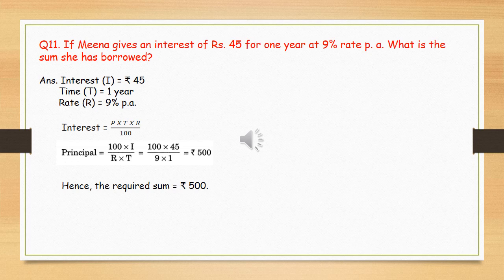Formula for interest is equal to PTR by 100. Principal is equal to 100 into I by R into T. We are replacing the values 100 into 45 by 9 into 1, which is giving us rupees 500. So the required sum or principal is rupees 500.